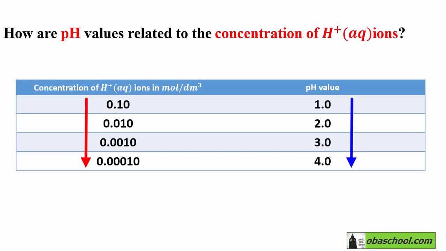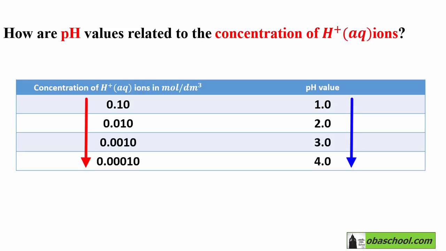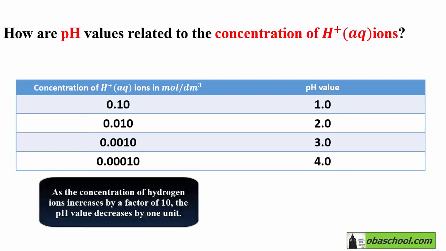As the concentration of H+ decreases, we know that the acidity will decrease, and thus we expect the value of the pH to increase. And actually, the results show that the pH value will increase by 1 unit. This means that as the concentration of H+ increases by a factor of 10, the pH value will decrease by 1 unit. So don't confuse the concentration of H+ ions with the pH value.